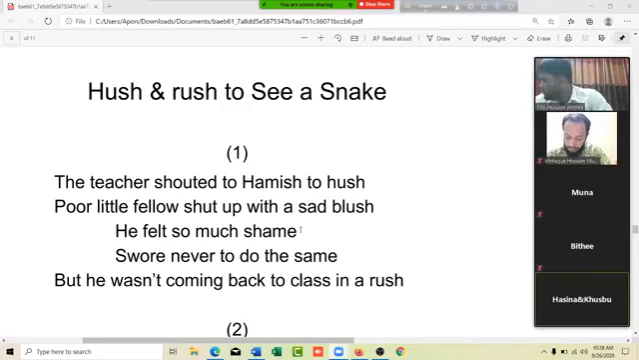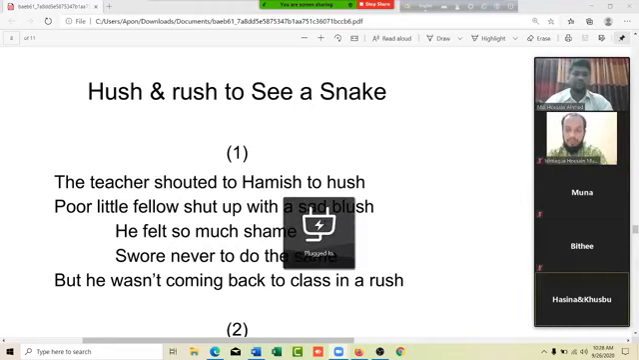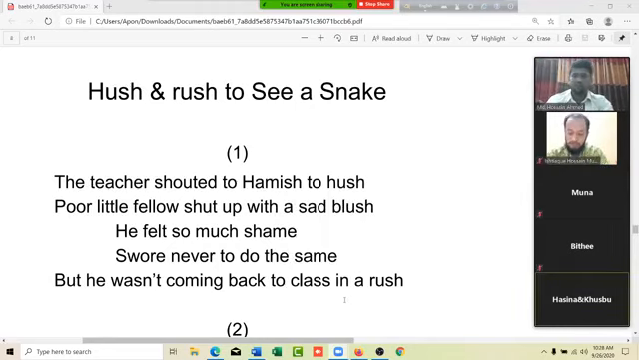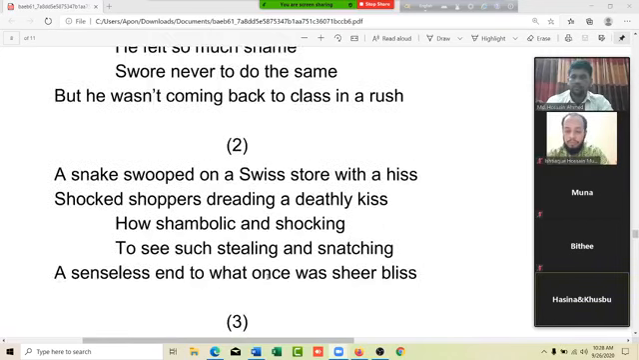Hush and rush to see a snake. The sounds s and sh. The poem number 1. The teacher shouted to Hamish to hush. Poor little fellow shut up with a sad blush. He felt so much shame, sworn never to do the same. But he wasn't coming back to class in a rush.